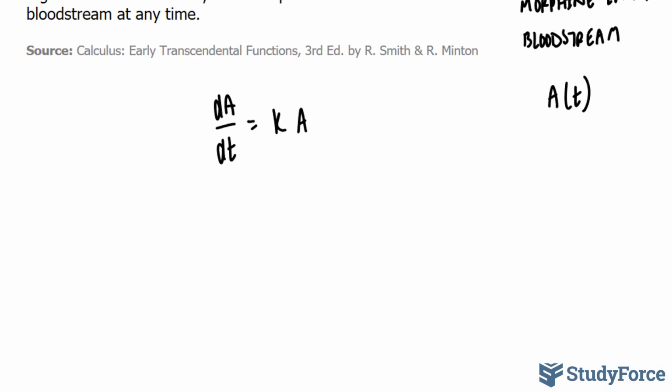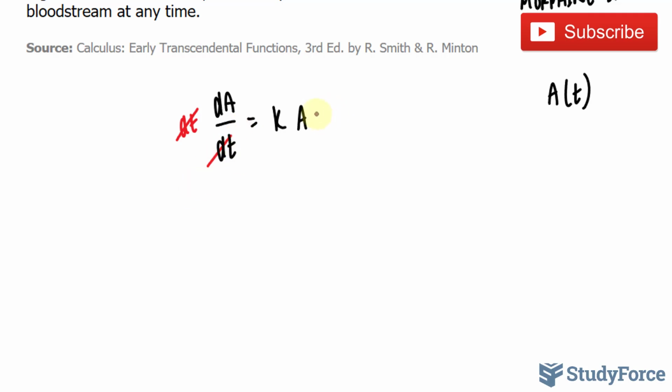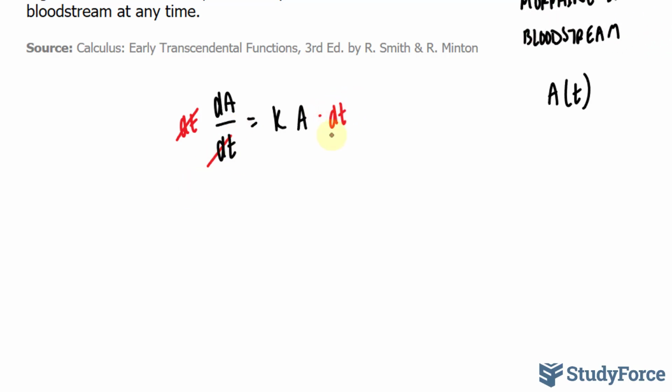I can do that by separating the dA and the dt on either side. I'll dedicate the right side to dt and the left side to dA. And it's totally random which side you choose. I'll start by multiplying both sides by dt. This cancels out the dt on the left side, and now it's on the right side, and I'll divide both sides by k times A. This gives me dA over k times A is equal to dt.